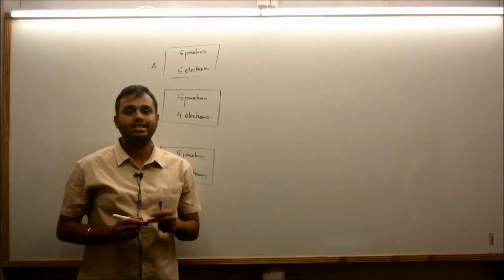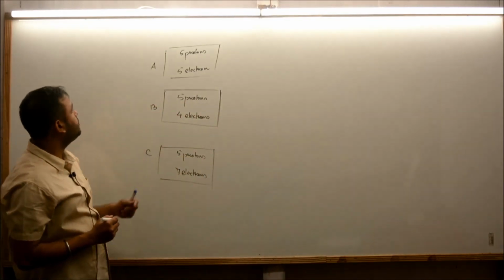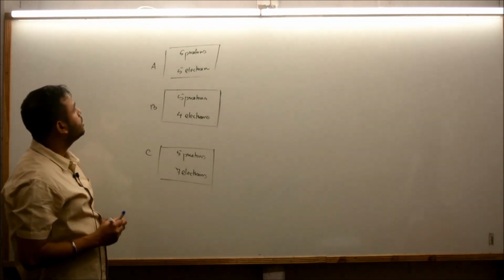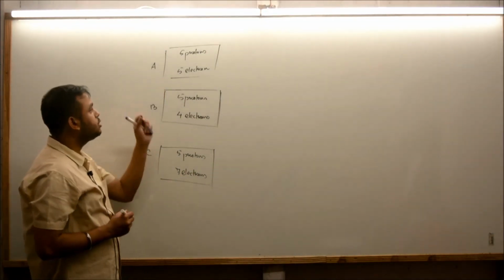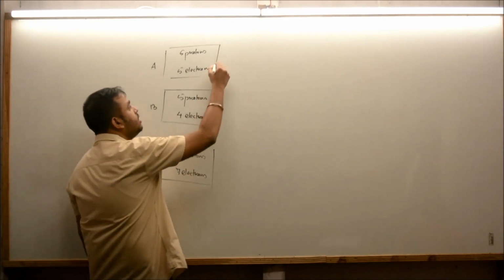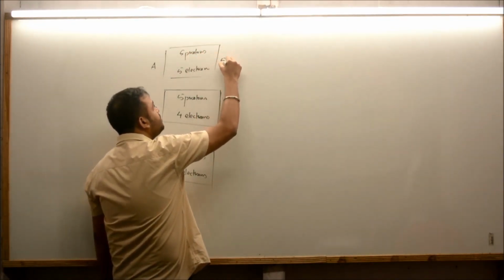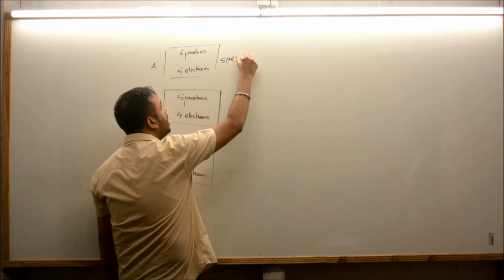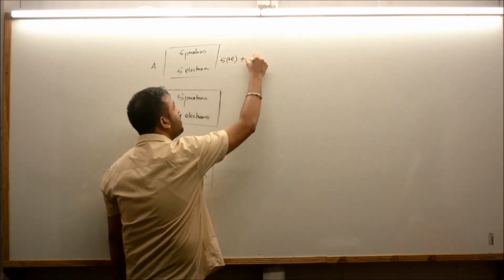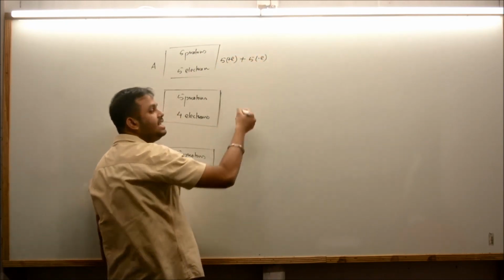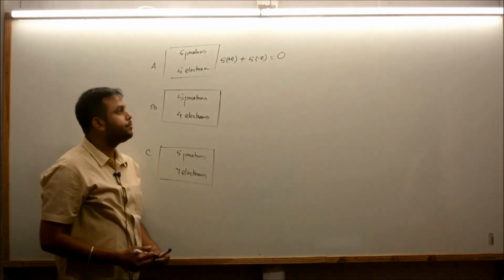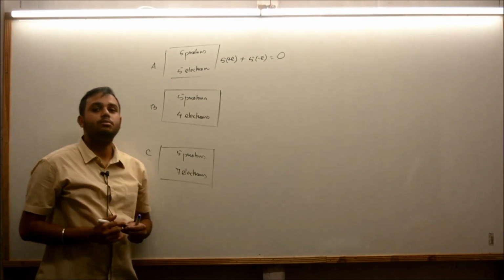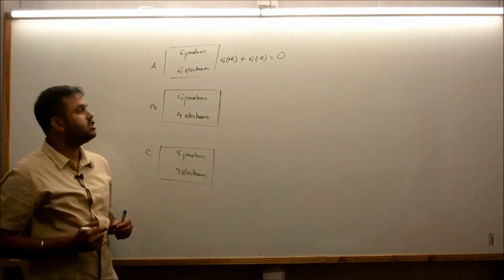So now we will see three cases. Case number 1. This is a body which has 5 protons and 5 electrons. Let us try to calculate the total charge in that body. 5 protons means 5 times plus e and 5 electrons means 5 times minus e. So clearly you can see the net charge becomes equal to 0. So this is a neutral body or neutrally charged body.